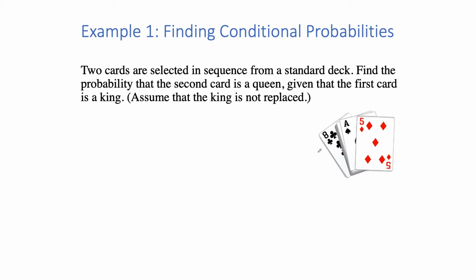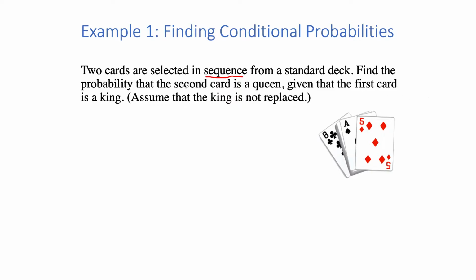So consider this situation. You have a standard deck of cards. If anyone's not familiar with that, there are 52 cards in a standard deck, four suits: hearts, diamonds, spades, and clubs, and there are 13 cards in each suit. We are considering the situation where two cards are selected in sequence. The crucial thing here is that it's happening in sequence, one after the other. You're not drawing two cards at the same time. You're drawing one card and then drawing the next.